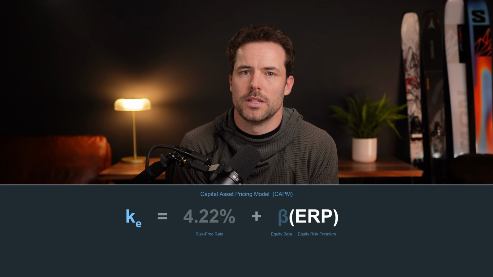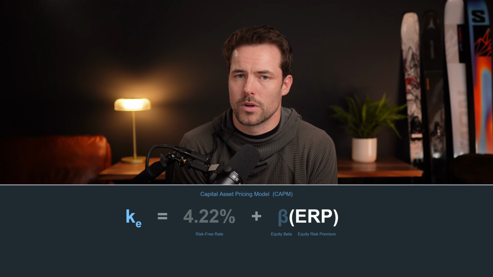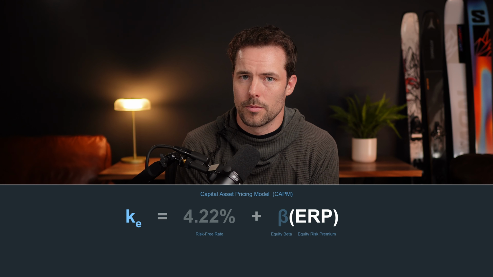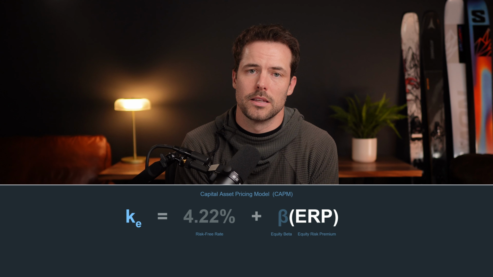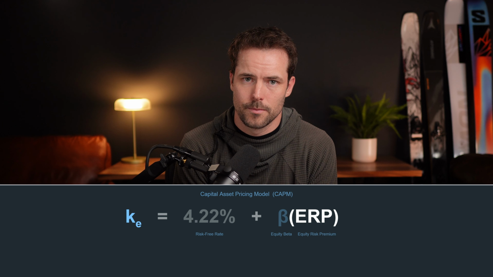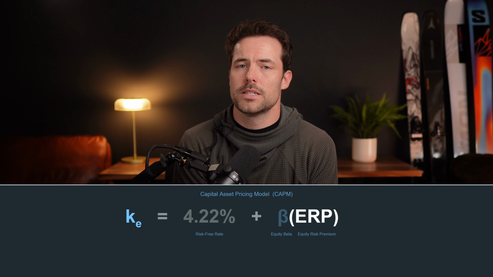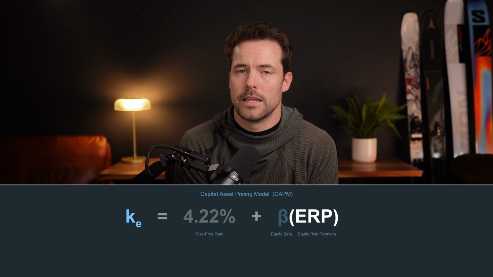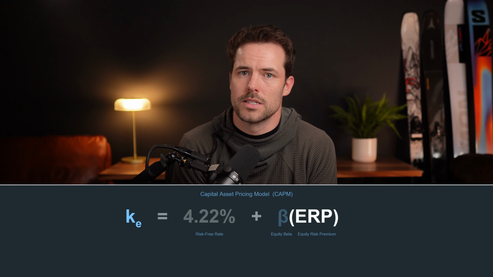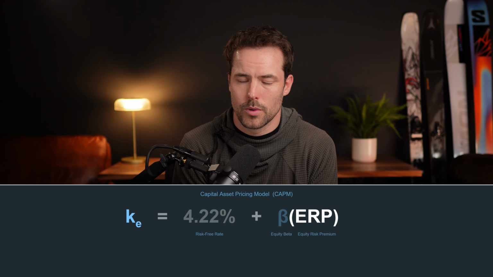Then for the market risk premium, we need to determine the extra return that investors require for investing in the stock market over risk-free assets like Treasuries, to compensate them for systematic risk. Historically, equities have earned more than Treasury securities because they're riskier, and the difference between those two returns is what we call the equity risk premium.